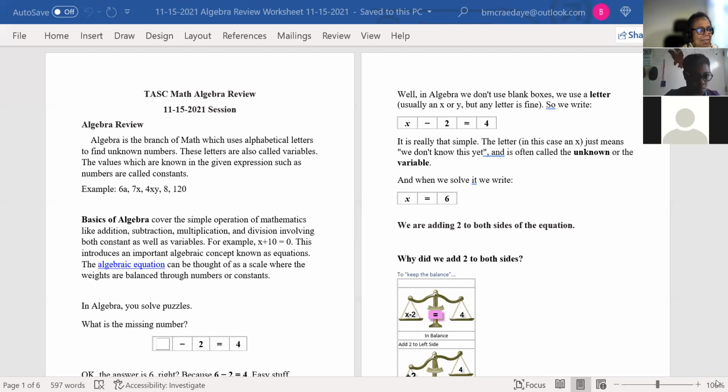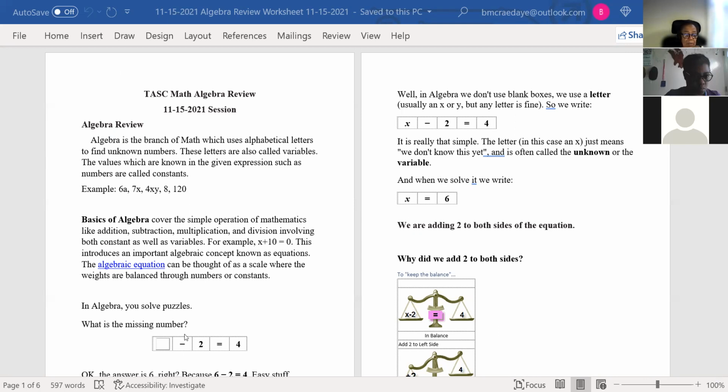Okay, so let's look at algebra review. Now, we've gone through this, but I just want to make sure that we really understand all algebra is: we're using variables to represent numbers. And I gave you some expressions, and it could be any variable from A to Z. And it could also be constants, and constants are just numbers like 8 and 120. So when we look at basics of algebra, we're really looking at operations that you're familiar with: addition, subtraction, multiplication, and division. So what is algebra about? It's solving puzzles, finding the missing number.